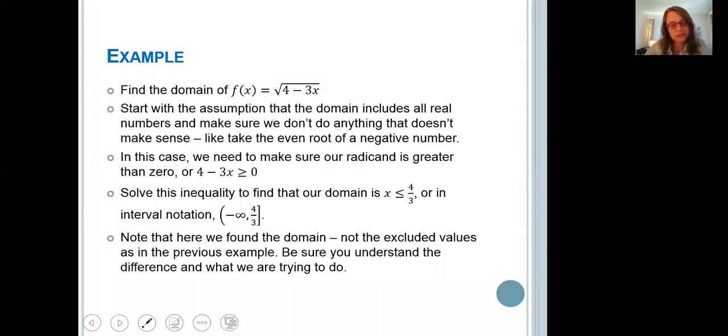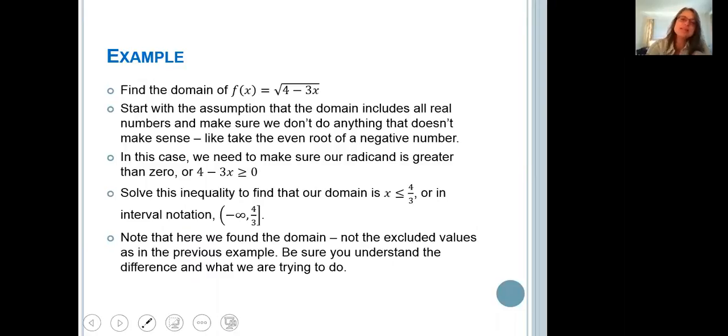Let's try another one. Let's find the domain of the function, the square root of 4 minus 3x. We're going to start with the assumption that our domain includes all real numbers. Make sure we don't do anything silly. In other words, we don't want to do anything that, if our calculator is set into real number mode, our calculator will yell at us. If I try to do something that's silly, like say take the square root of a negative number, my calculator is going to go, I can't do that. We're only working in the real numbers here. So no imaginary numbers, not yet. We'll get to those later.